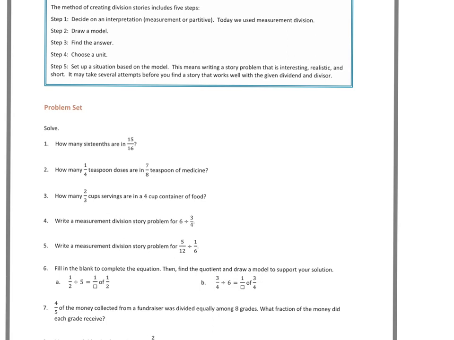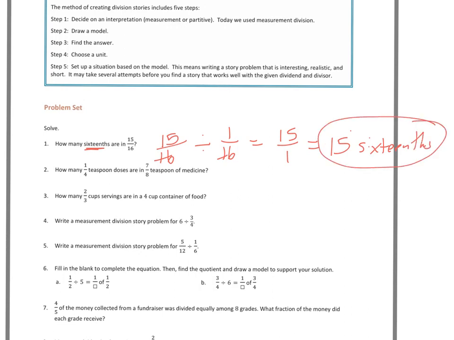So for one, it says how many 16ths are in 15 16ths? So what I'm really doing is saying how many 1/16th, because that's a 16th, are in 15 16ths. When we have common units, I can just divide 15 divided by 1, so that's going to give me 15. There are 15 16ths in 15 16ths. Kind of a weird phrasing of it. But I do need to have my unit after because it's asking for how many 16ths. So there's 15 of them.